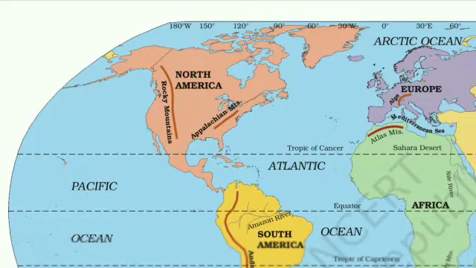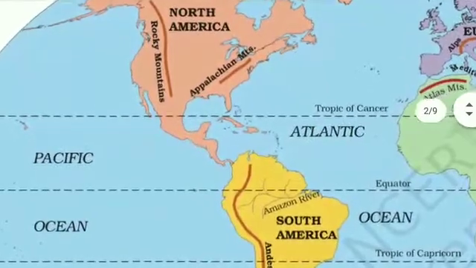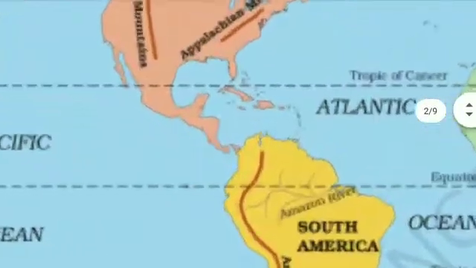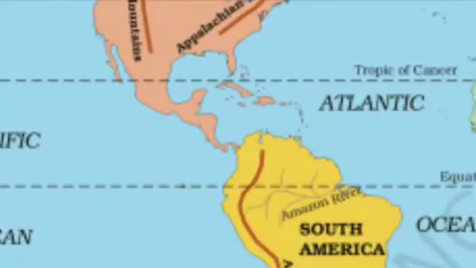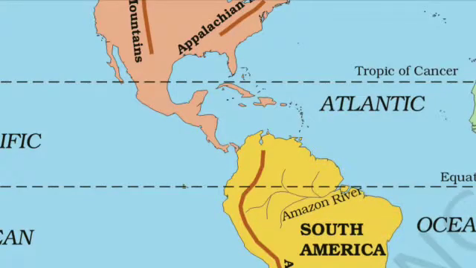Isthmus means a narrow strip. A narrow strip of land which joins two land masses is called an isthmus. North America and South America are connected to each other by the Isthmus of Panama.